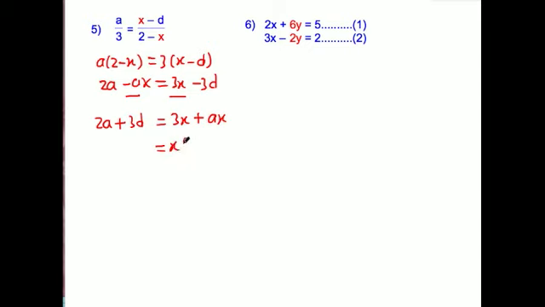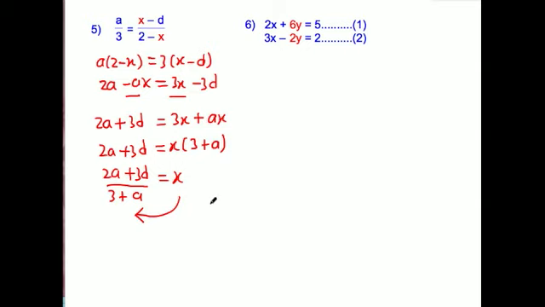Next, we factorize out the x so that there will only be one x. The subject must be alone. Dividing both sides by 3 plus a, we have the subject x equals to 2a plus 3d over 3 plus a. Normally, we need to write x on the left-hand side.